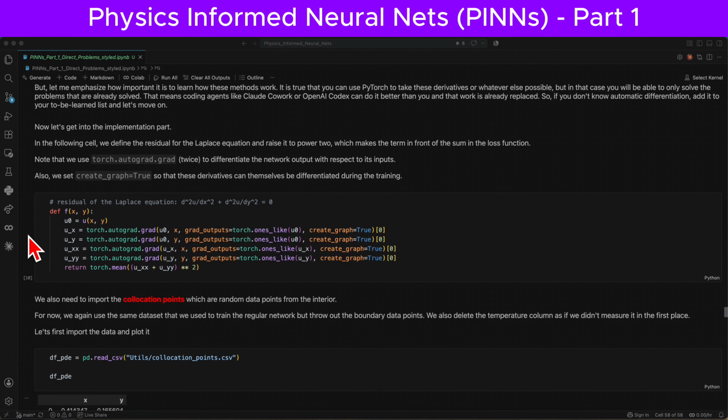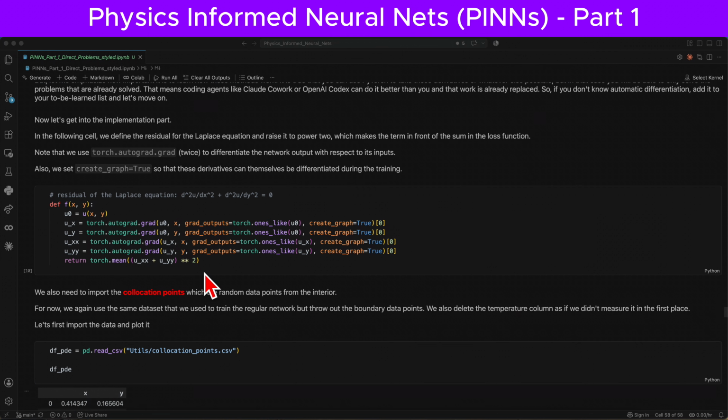In the following cell, we define the residual for the Laplace equation and raise it to the power 2, which gives the term in front of the sum in the loss function. Note that we use the grad function twice to differentiate the network output with respect to its inputs, and we set create_graph equal to True so that these derivatives can themselves be differentiated during the training.